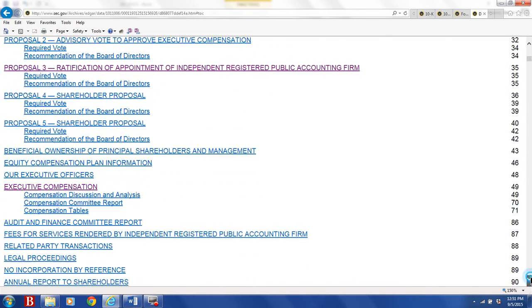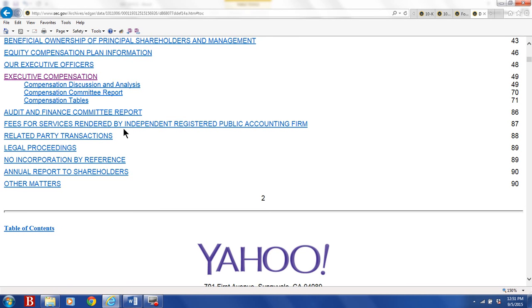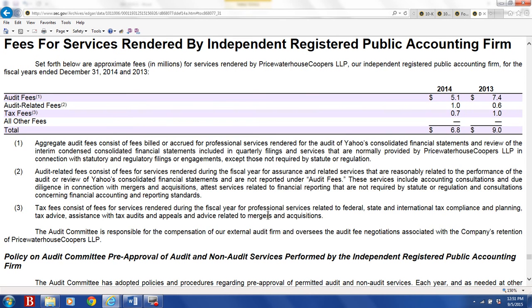Then the last thing that I think is kind of interesting is the fees paid to the independent public accounting firm. So when we go down to that area, we can see that in 2014, Yahoo paid $5.1 million for the audit. In the previous year, they paid $7.4 million. So that's a lot of money to have an audit done. But then they're a multi-billion-dollar global company, so it takes a lot of work to figure out whether or not the financial statements are correct.